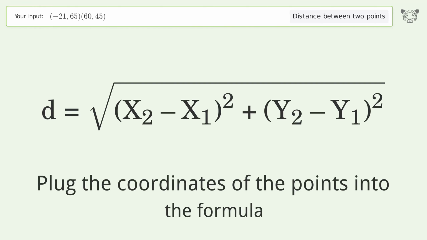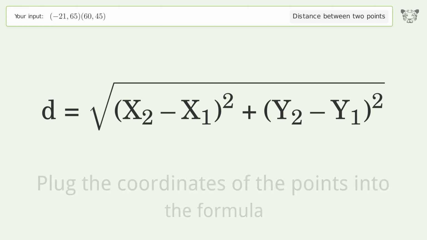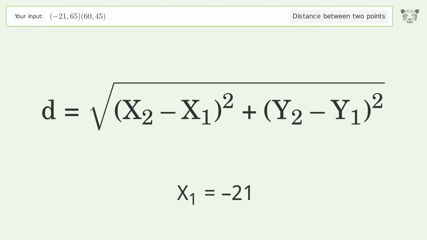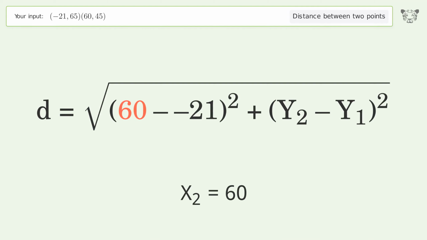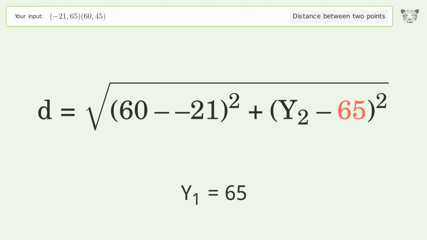Plug the coordinates of the points into the formula. x1 equals -21. x2 equals 60. y1 equals 65. y2 equals 45.